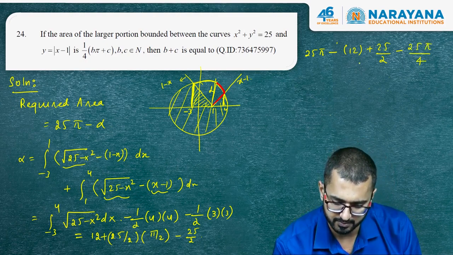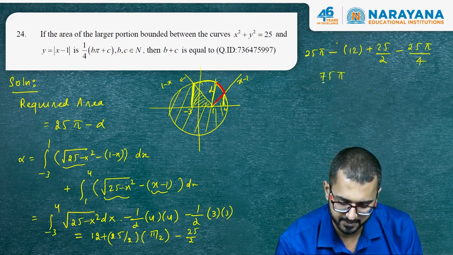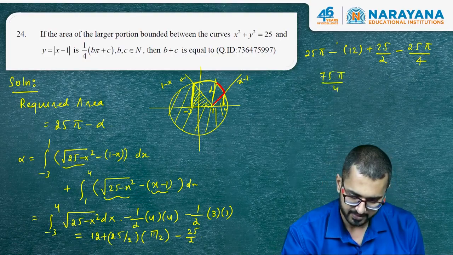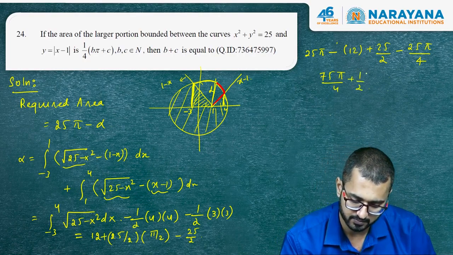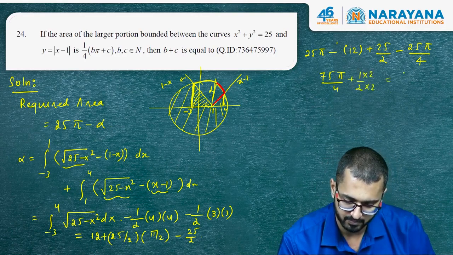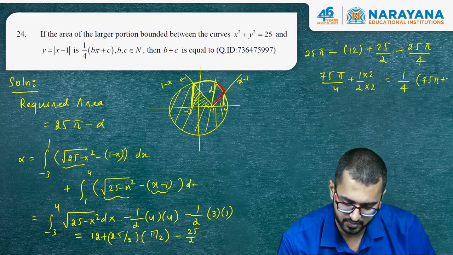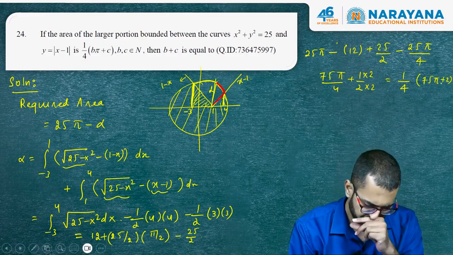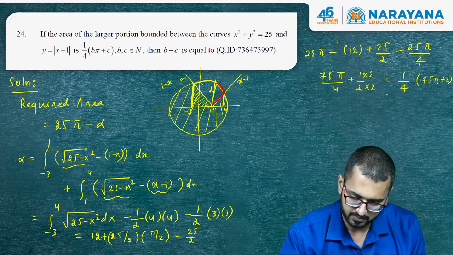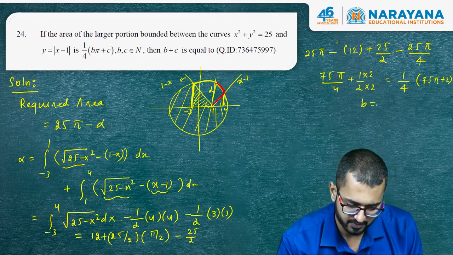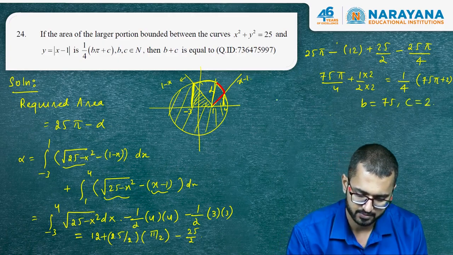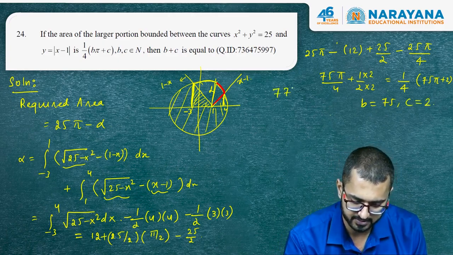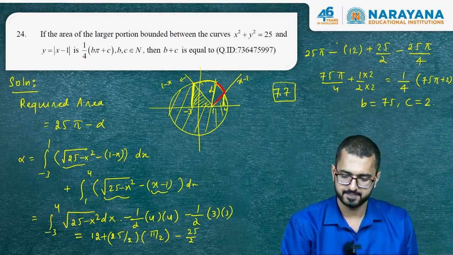So 100 minus 25 is 75 pi by 4, and then 25 by 2 minus 12 will give me plus 1 by 2. So we can multiply this by 2, this also by 2. So 1 upon 4 times 75 pi plus 2. So here B is equal to 75 and C is equal to 2. So the answer is going to be 77, B plus C.